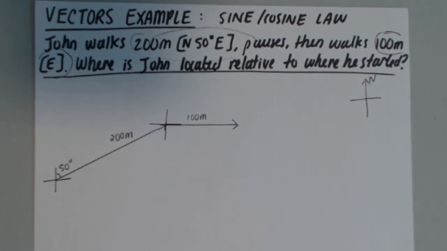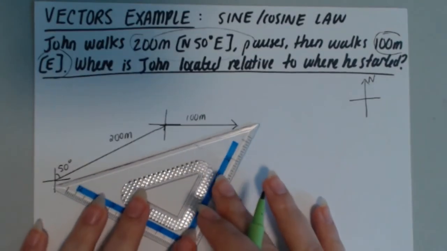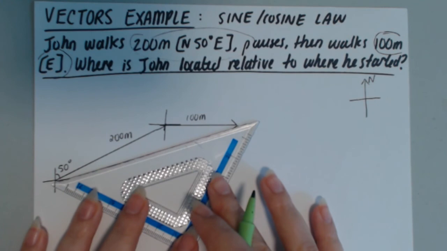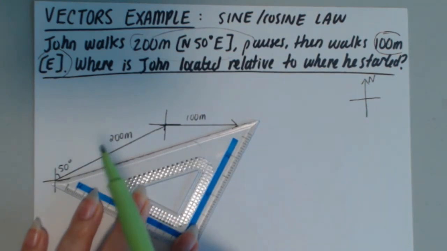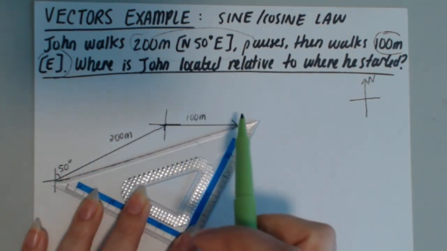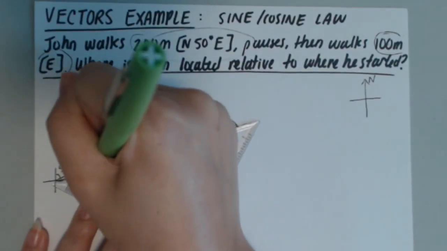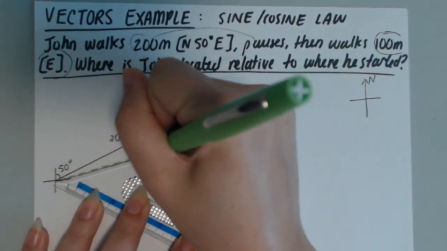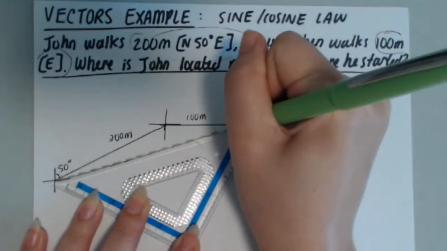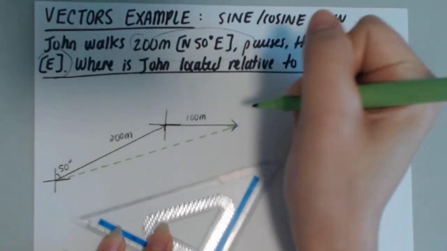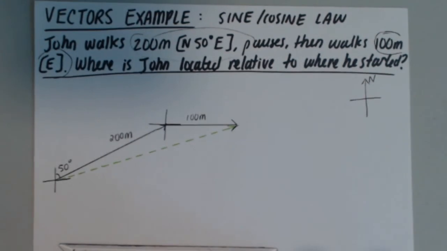So John starts here, travels up, travels right, and now where is John located relative to where he started? This is pretty much what the question's giving us. We're just putting it into a picture. The resultant is from the tail of the first vector to the tip of the final vector. So there's the tail of the first vector, there's the tip of the final vector. So I'm going to go ahead and put in my dashed line. This is my resultant vector. I not only have to find the length of that arrow, I have to find the direction.